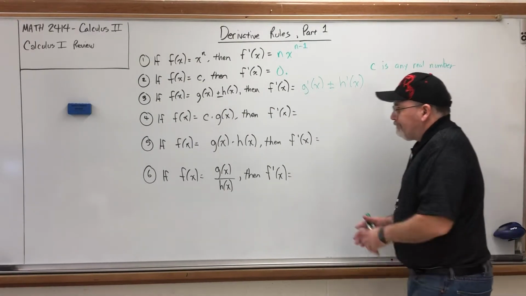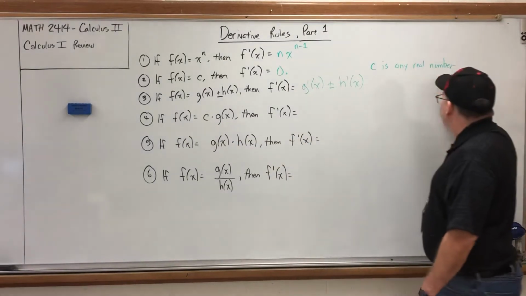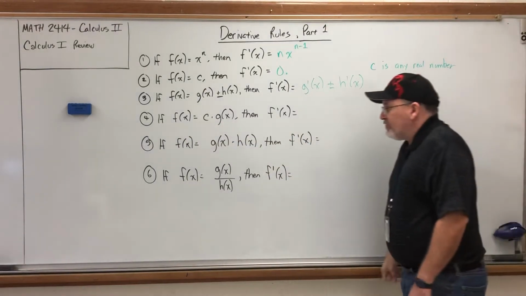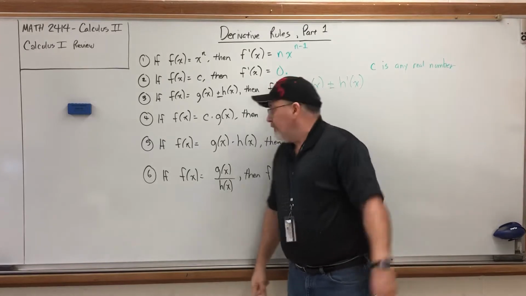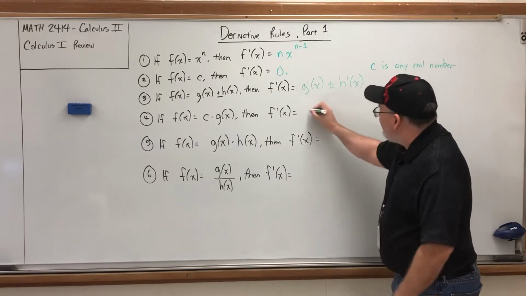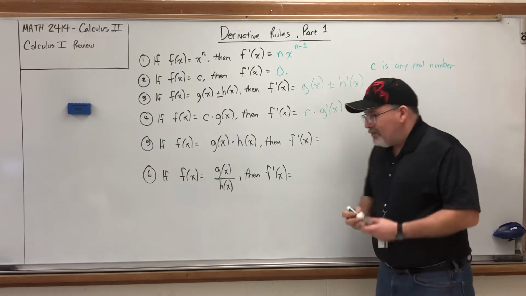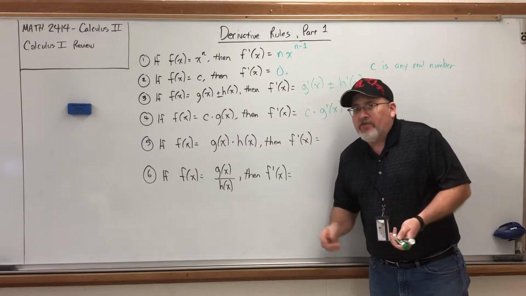Rule number 4. If f of x equals c times g of x, again, c is any real number, so we're saying that we have a number parked in front of another function. Then the derivative of f is c times the derivative of g. And again, I think that you know this already and you do it without even thinking.